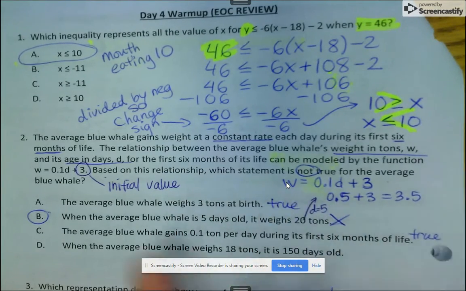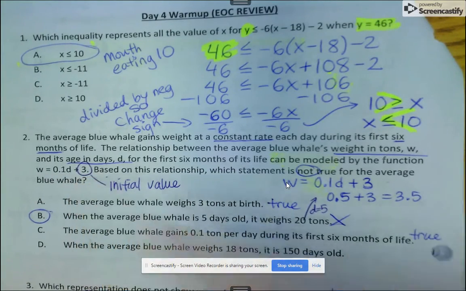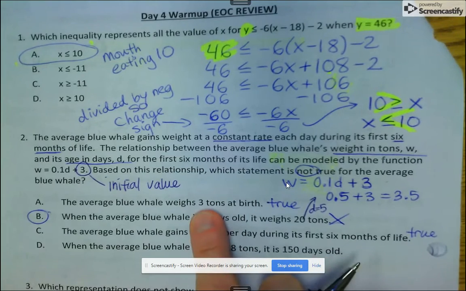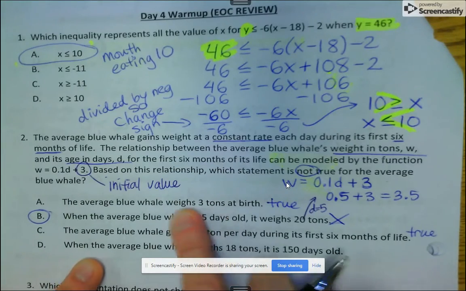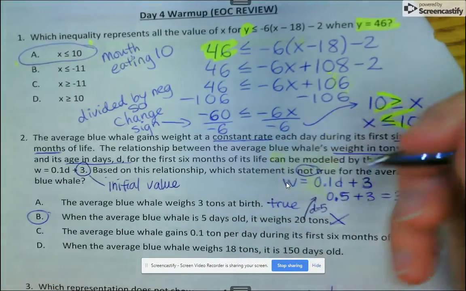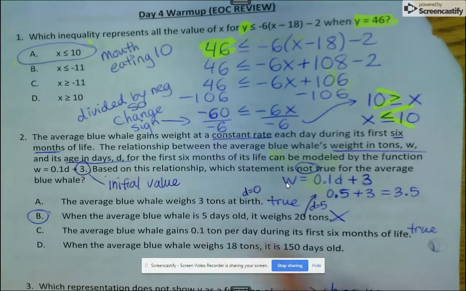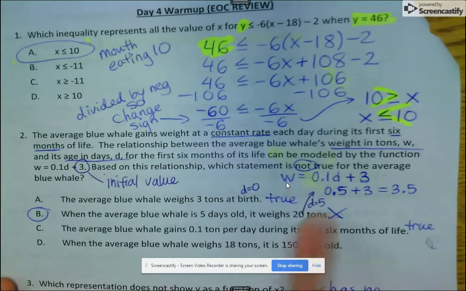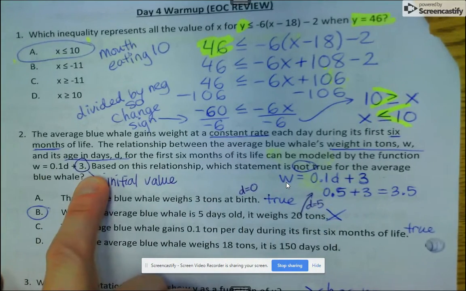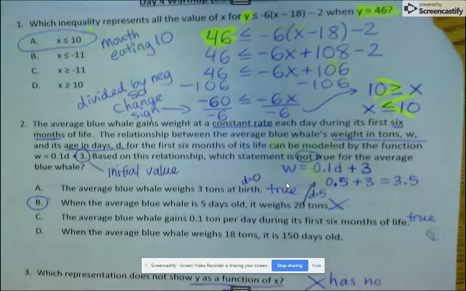You could also just put this into your, graph it in your calculator and look at the data table to see that at 3 tons, it is, or at birth, or 0. So that means days equals 0. At day equals 0, you can look at the data table and figure all that out. You can see that this is true. You can see that that's not true. So just by plugging this into the calculator and graphing it and looking at the data table, you can figure out what information is true.